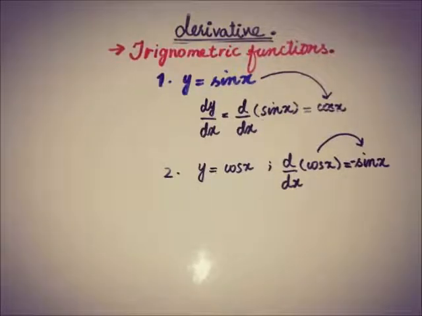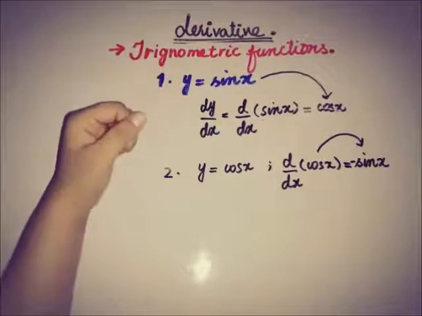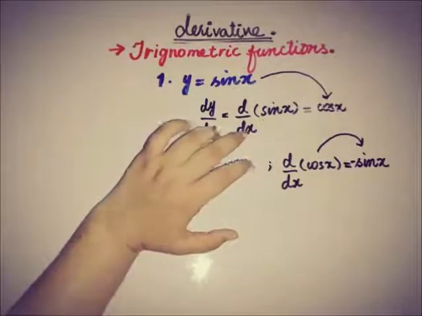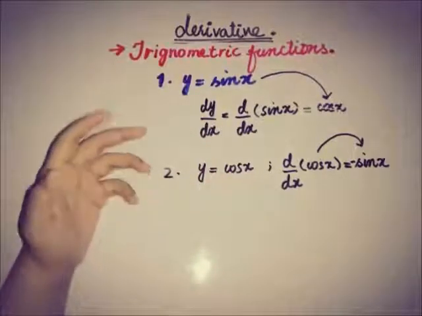In the next video, we will see how to find the derivative of other trigonometric identities by using these two results, that is by using the result of rate of change of sine of x and rate of change of cos of x, and this will make the whole thing easier.